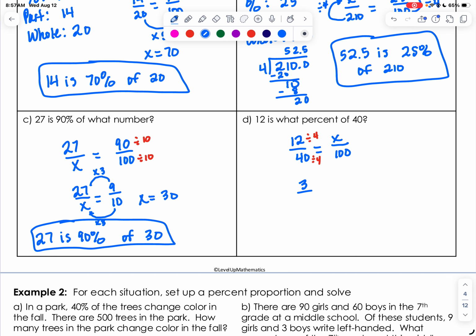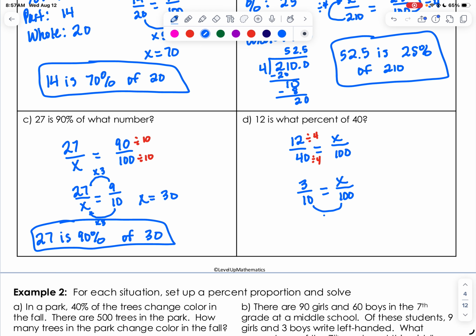12 divided by 4 is 3. 40 divided by 4 is 10. Oh, that's much nicer, because now I can see I have a scale factor of 10. So if I multiply the numerator by 10, I get 30. So 12 is 30% of 40.